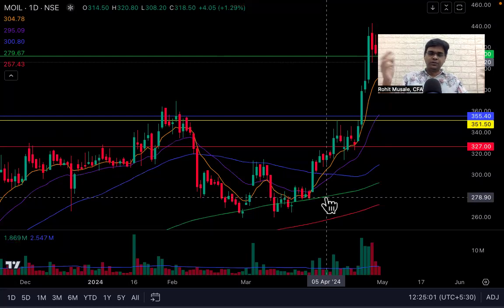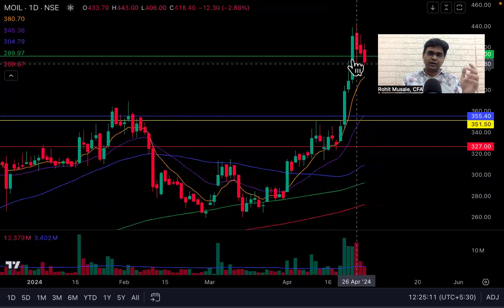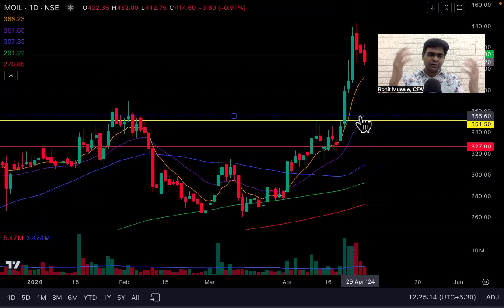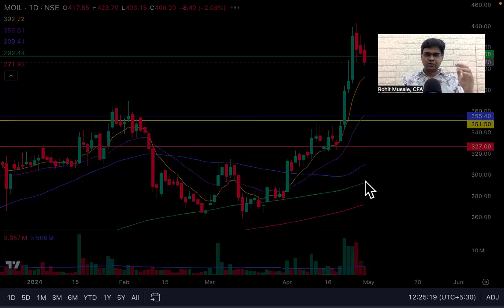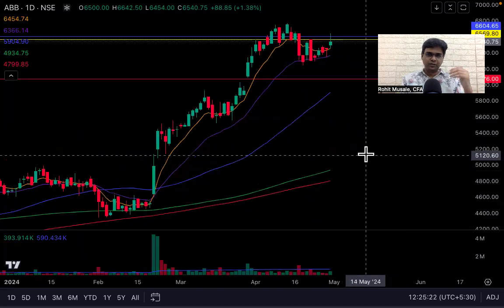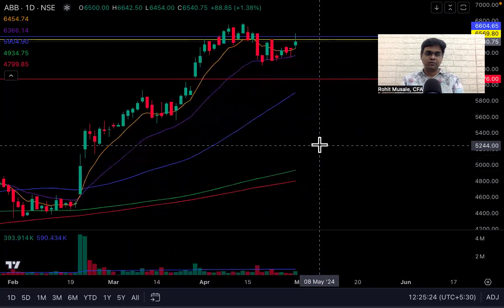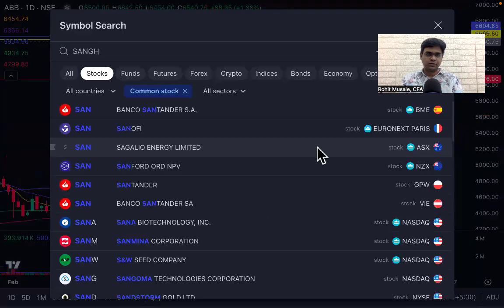All we have to do is take the trade, see what happens. If the market is giving you a clue to exit, exit. If the market is giving you a clue to stay, stay. Then you'll hit your profit target. Not very difficult to achieve that. So this is my trade on ABB. If you have any question on this trade, this is very similar to the trade that I took on Sangvi Movers. So let me show you that stock.